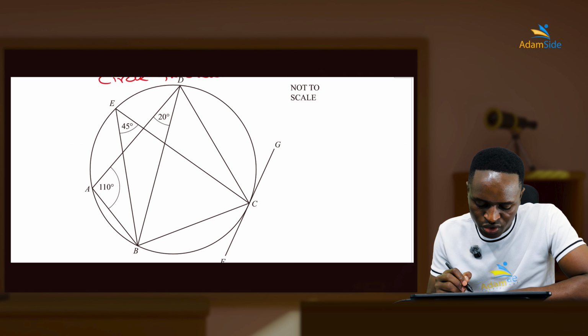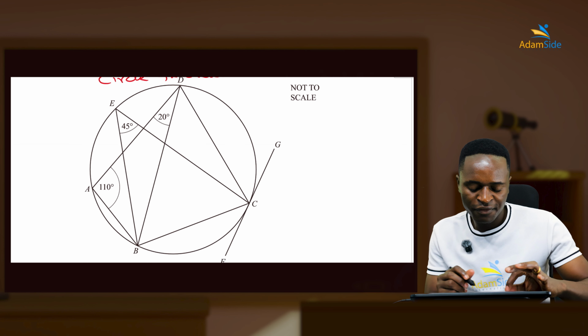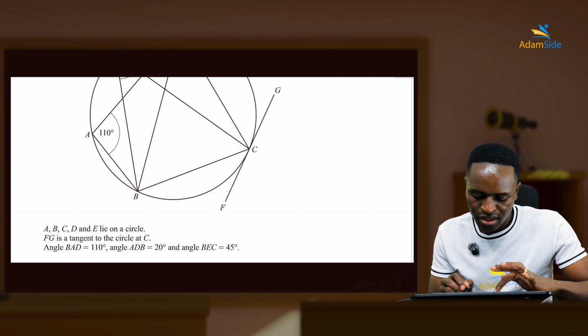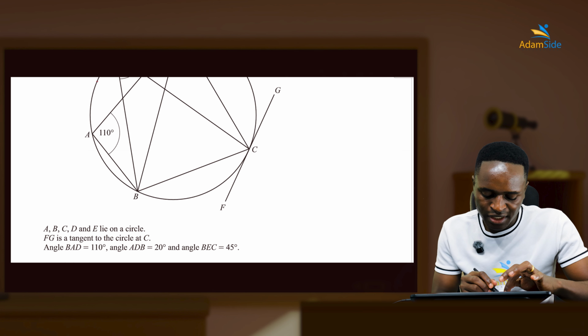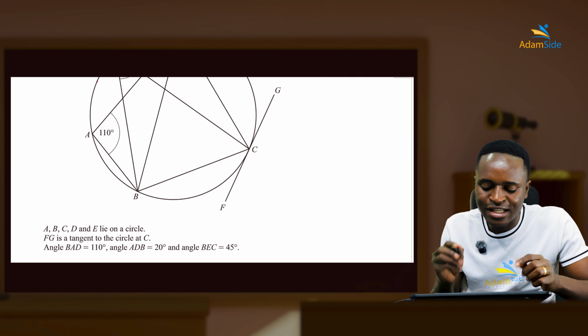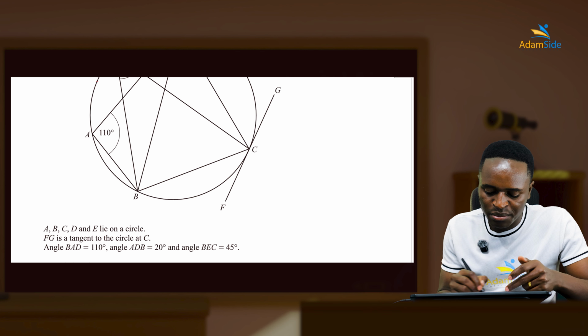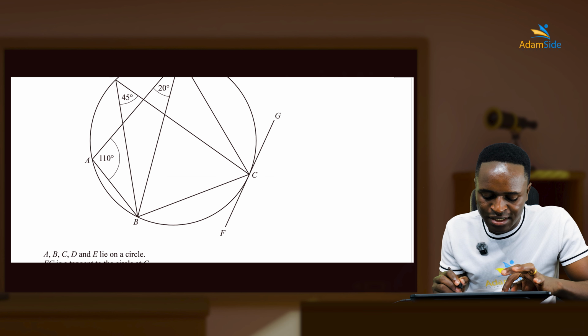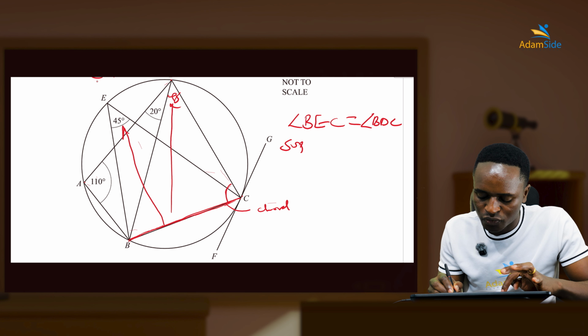Okay, so we can also look for an option. We have a cyclic quadrilateral here. They want angle BCD, but remember quadrilateral ABCD is a cyclic quadrilateral. What does that mean? In a cyclic quadrilateral, opposite angles are supplementary. Supplementary means they add up to 180 degrees.